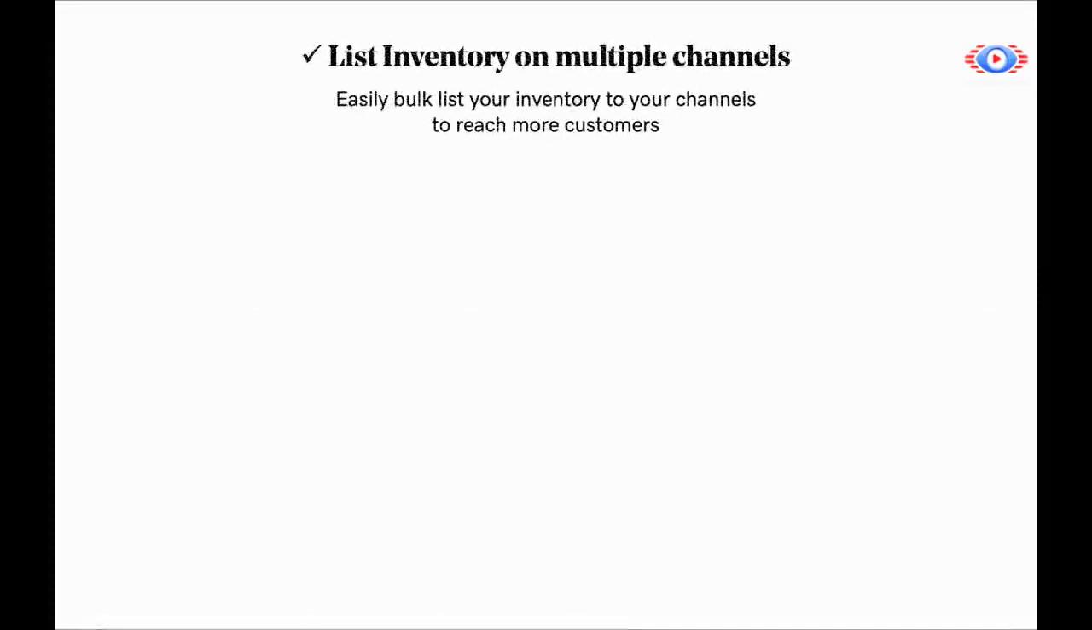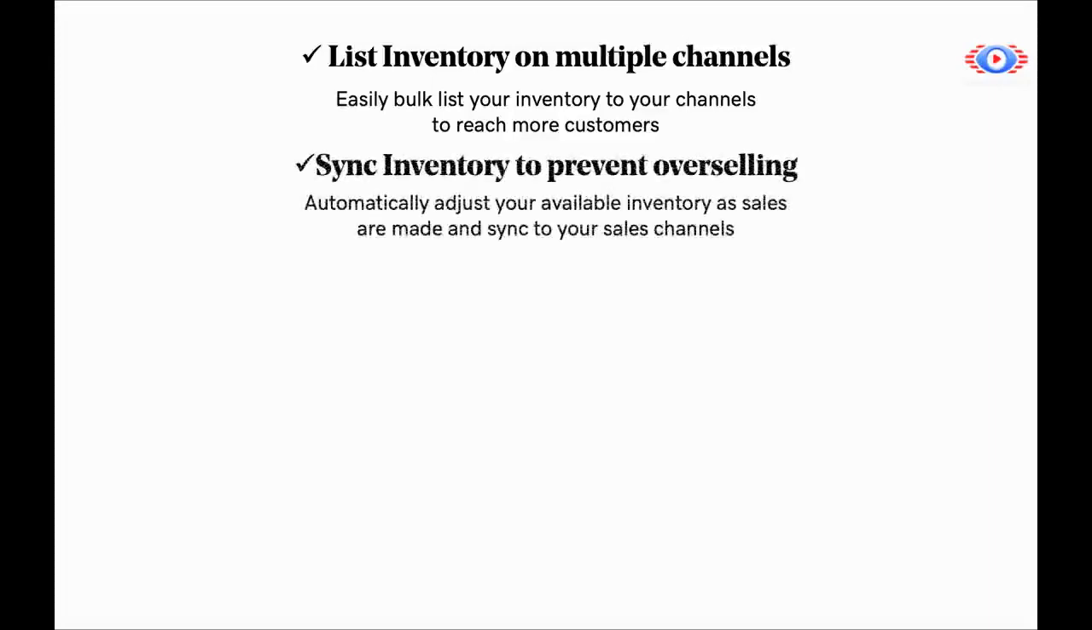List inventory on multiple channels. With Sellbrite, you can easily create listings on your sales channels from one central product catalog, giving more exposure to your products, reaching more customers. Sync inventory to prevent overselling. Overselling is the number one problem for multi-channel sellers, and Sellbrite greatly reduces that risk by updating all of your sales channels as orders are taken.